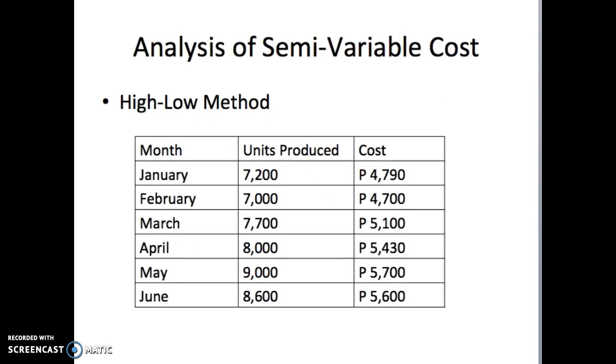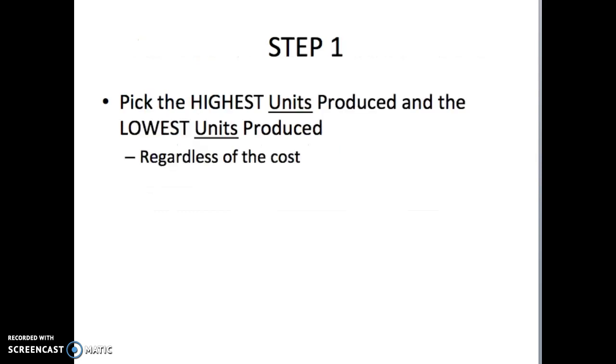Now, to handle a semi-variable cost, we use the high-low method. For example, you are given this table showing the number of units produced by your company and the corresponding cost. So you have the mixed costs here, containing the fixed and the variable cost. Step one is to pick the highest units produced and the lowest units produced from the table, regardless of the cost.